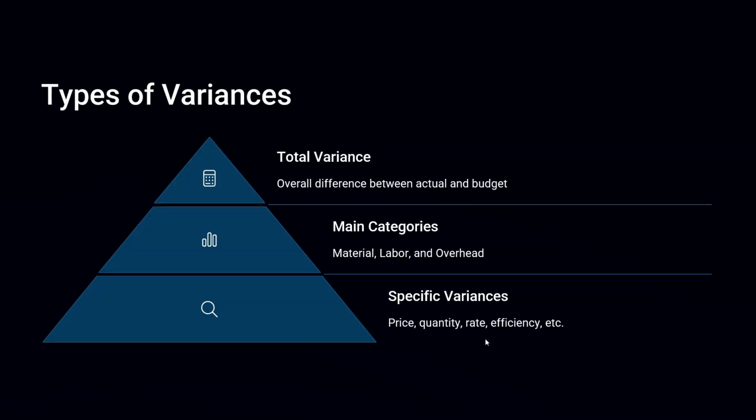It can also be the rate. This is related to labor. For example, if we set in the budget that the hourly rate will be $10 per hour, and finally in the actual it's higher, it's $12, that means we are paying more. So our product costs us more than expected in the budget. We will go deeper in the next lesson.